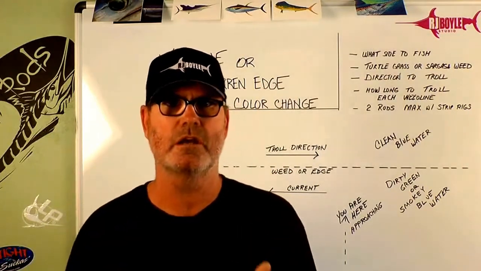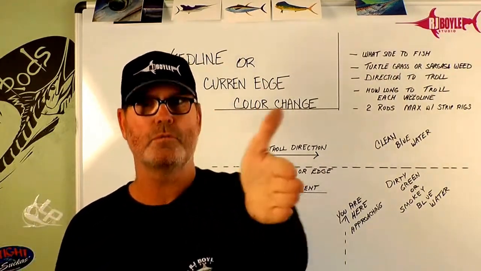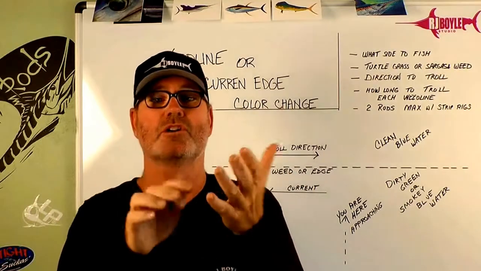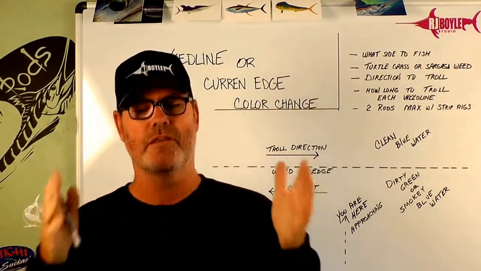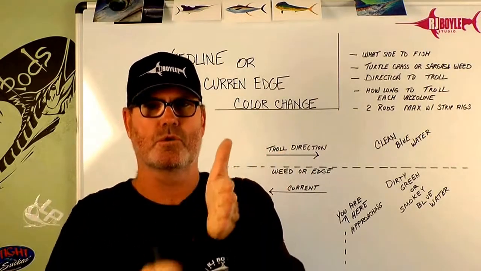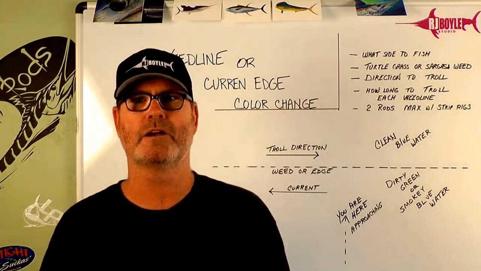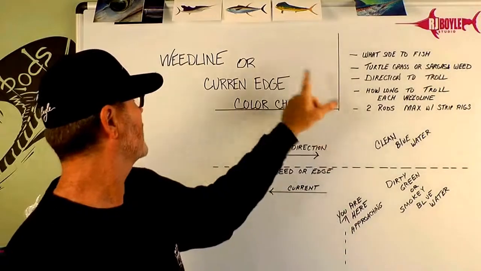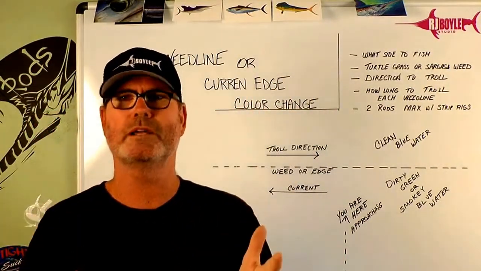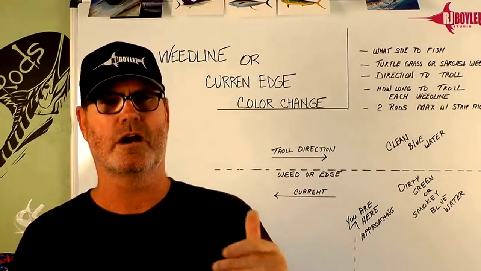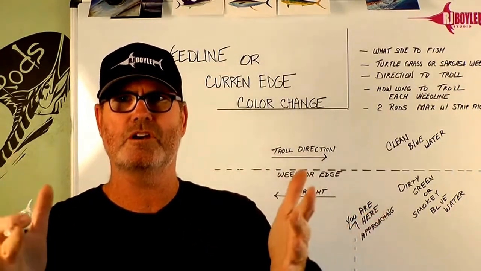So understand, it formed in that line because there's either a temperature break or there's two differences in current right there. That's going to cause a food source. That's your food source, that weed line, or the current edge. And you're going to hear me talk about a current edge. Just as important as a weed line at times, and sometimes even you're able to generate more fish off of a current edge.